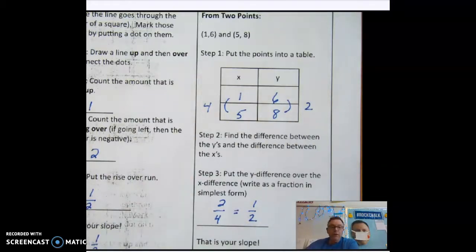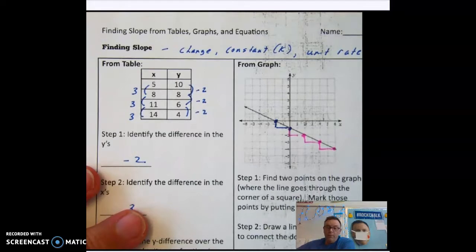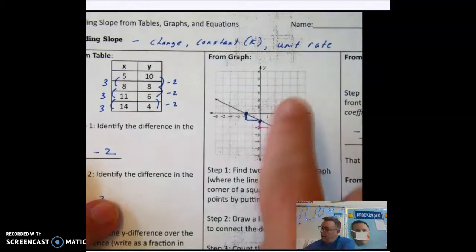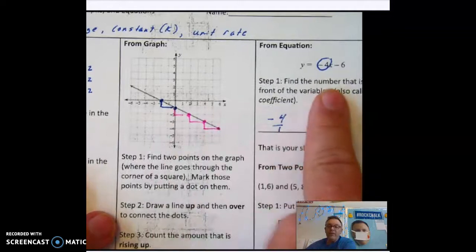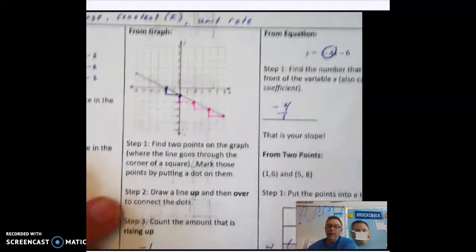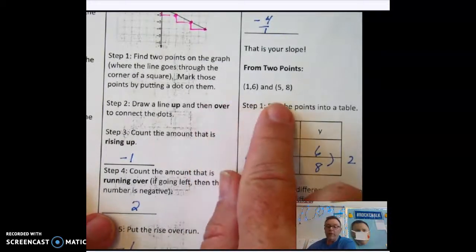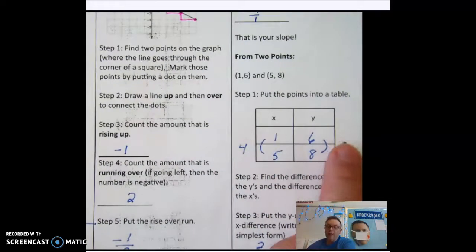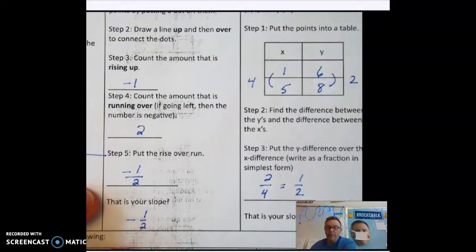So let's do a quick little review. We have been able to find the slope in the table. We moved then and found the slope, the change, in the graph. We did it really simply with an equation. And then we also practiced how to solve it if I just know 2 points that are on the line. Easiest thing for 2 points is really just to put them in a table, find the difference in y over the difference in x. Simplify if you can.